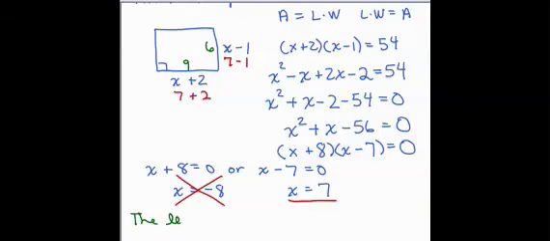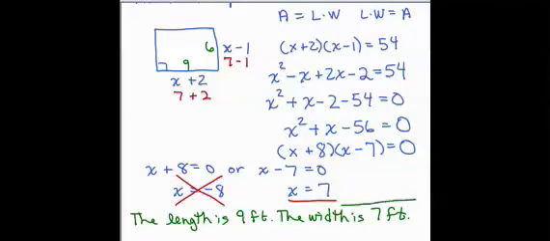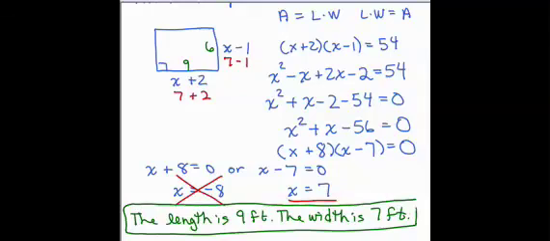The length is 9 feet. The width is 7 feet. And that's the answer to this one.